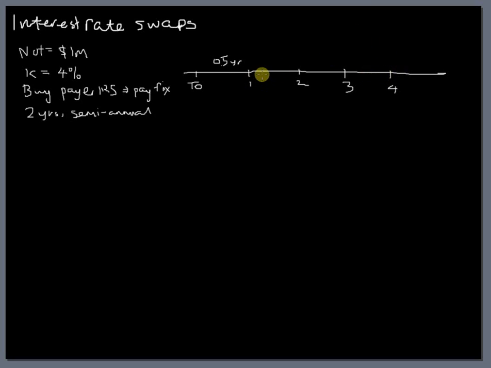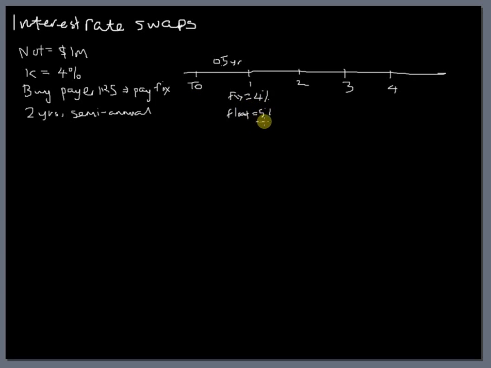So let's go through the mechanics of the IRS. As at period 1, assume that we agreed upon the IRS some time ago, and we have just paid a coupon at T0. So basically as at period 1, we know what is the fixed rate that we need to pay, which is 4%. And we also know the float, because the floating rate of an IRS is always based on the amount observed at the beginning of the period. Assuming that this is 5%.